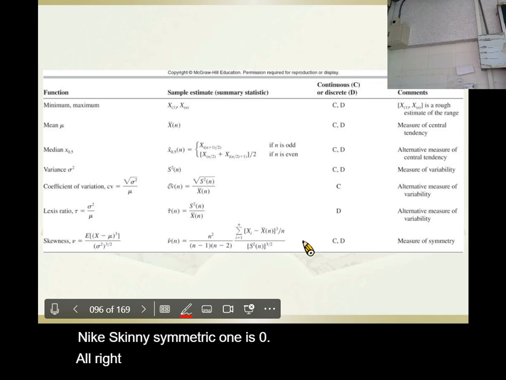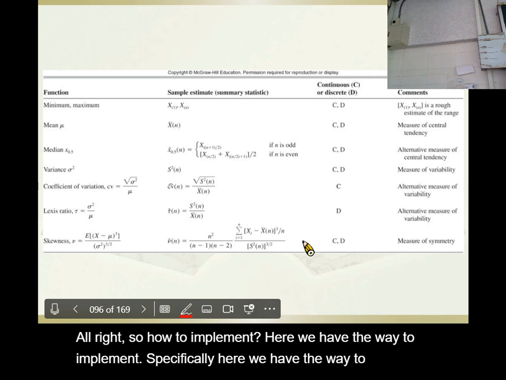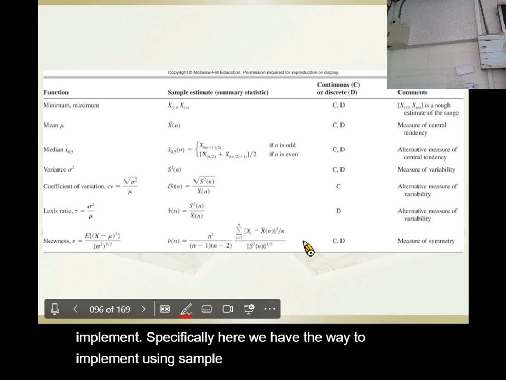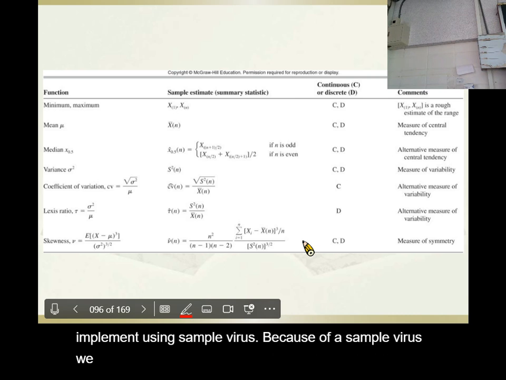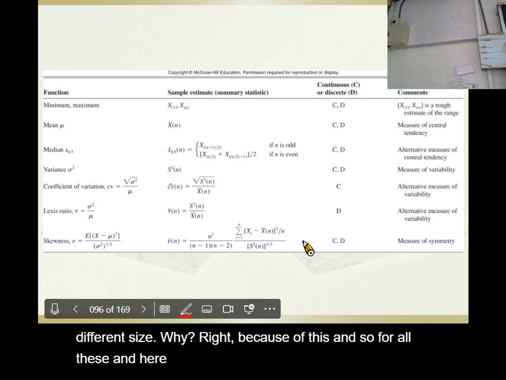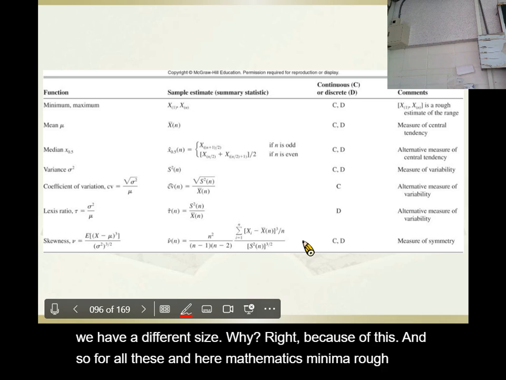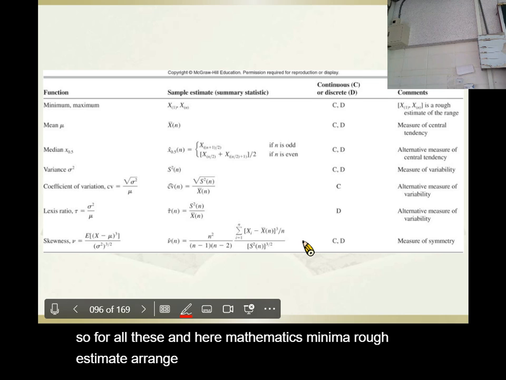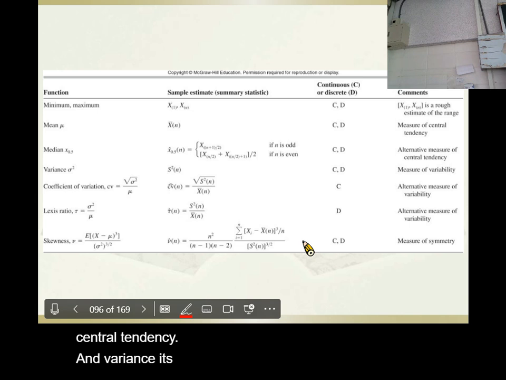So how to implement here? We have the way to implement. Specifically here, we have the way to implement using sample variance. Because of a sample variance, we have a different size. And for all these, maximum, minimum, rough estimate range, and mean central tendency, and the median central tendency, and variance is variability, and CV and the Lexis ratio variability.